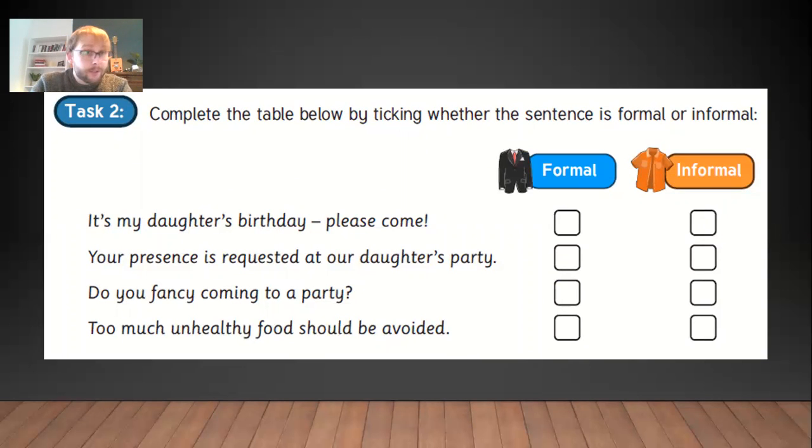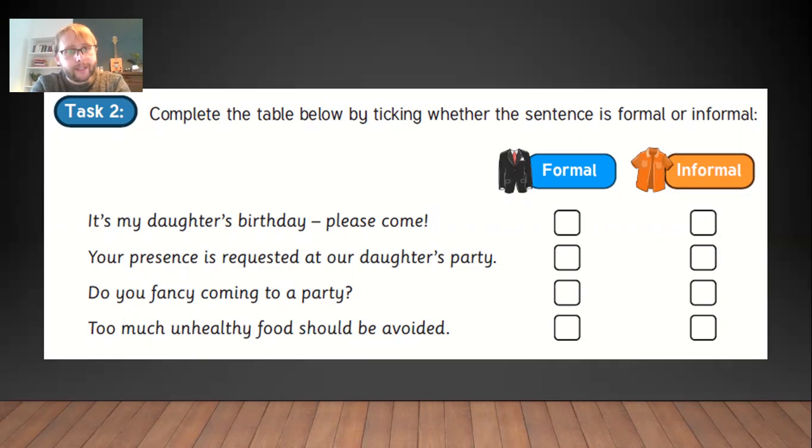It's another task. There's so many tasks on this one today. Another nice and quick one. All you need to do is tick whether or not the sentence that has been written down is formal or informal. Straight away, I can see on that first one, it's my daughter's birthday, please come. Not only has it got a contraction at the beginning, it's also got a contraction for daughter's, and it's also got an exclamation mark at the end. So that should be telling you straight away which one of those two categories it goes into. When you've done that, I will tell you now actually, because then you can pause the video here, do that task, and you don't need to start the video again.